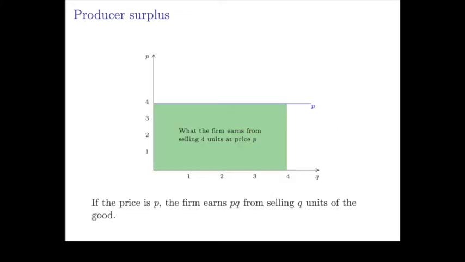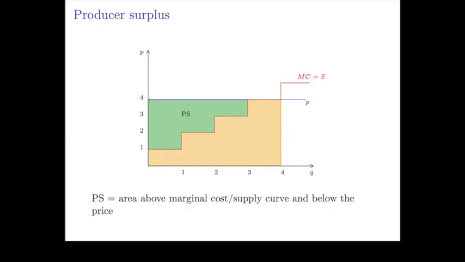Now, what does a firm earn by selling q units at a given price? So if the price is 4 and they sell a quantity of 4, well, they're selling 4 units at the price P, which is 4, so they get P times Q as their revenue. So it's 4 times 4 is 16. So the area of this rectangle would be the revenue. So if we subtract the variable cost from the revenue, we get our producer surplus, which is this area.